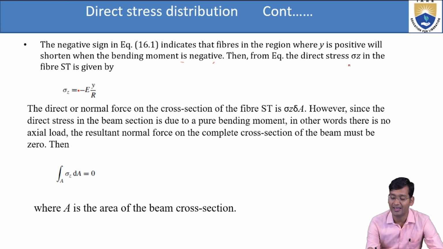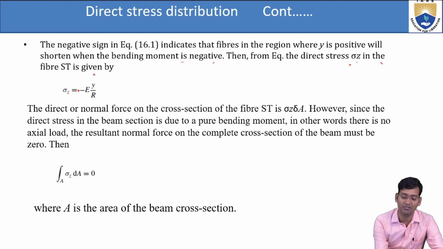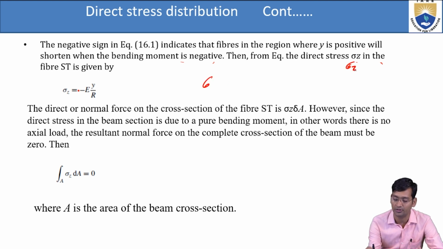Then, from the equation of the direct stress, sigma z in the fiber ST is given by sigma z equals E into epsilon z. So sigma z equals E into epsilon z is what?